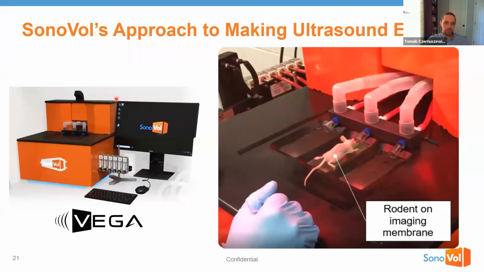And this is the tool that we've designed. We call it the Vega. It's a benchtop instrument about the size of a laser printer. And it's just like a Xerox machine, as I mentioned on the previous slide. So the idea here is you put an anesthetized animal on top of an imaging membrane. All the ultrasound hardware and transducers live inside the box. And we can do multiple animals that can be staged and posed on the instrument at a time, making for a very rapid throughput.